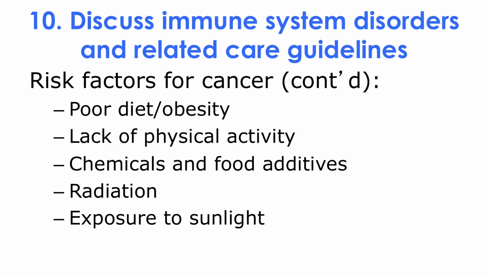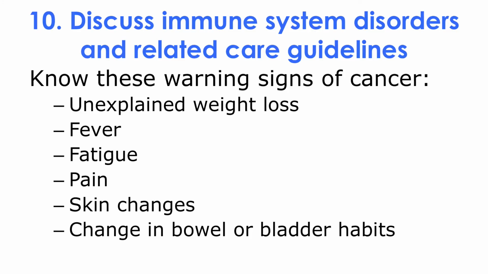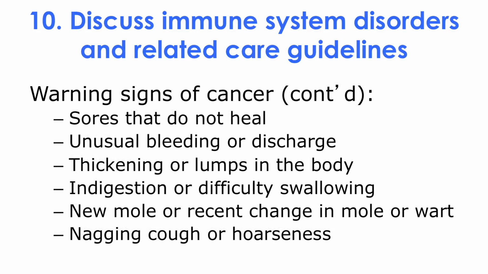Other risk factors include poor diet, obesity, lack of physical activity, chemical and food additives, radiation, and exposure to sunlight as well. Okay, so here are the warning signs of cancer, and you need to know these things: unexplained weight loss, fever, fatigue, pain, skin changes, and a change in bowel or bladder habits as well. More warning signs include sores that do not heal, unusual bleeding or discharge, thickening or lumps in the body, indigestion or difficulty swallowing, a new mole or recent changes in a mole or a wart, a nagging cough, or even hoarseness.